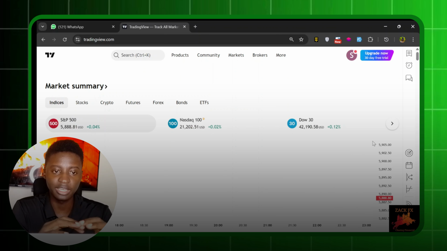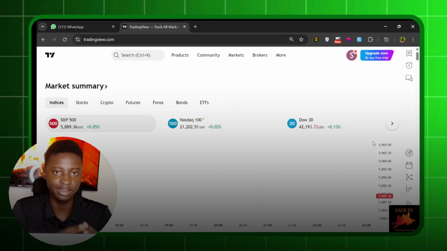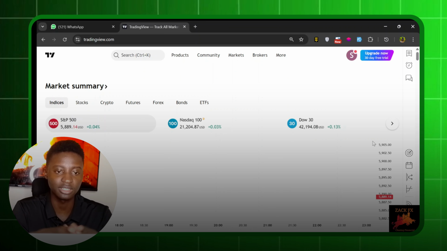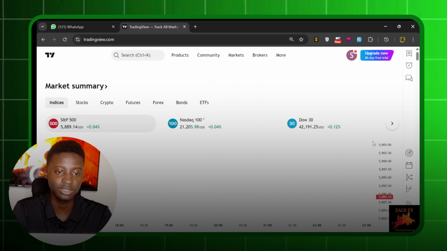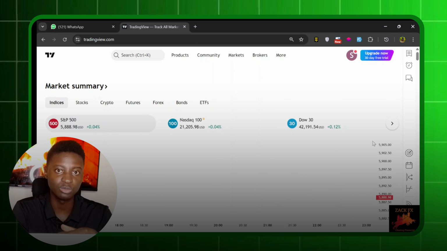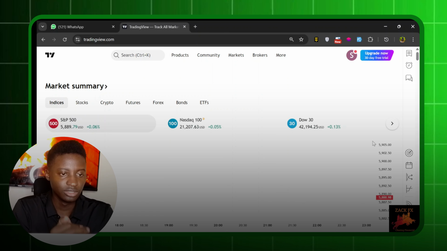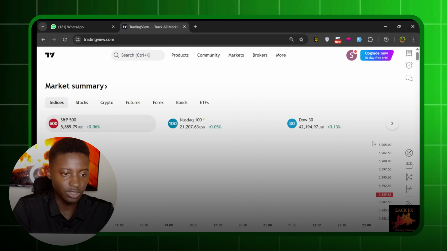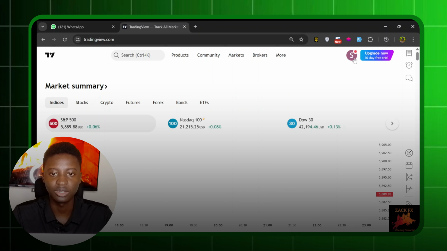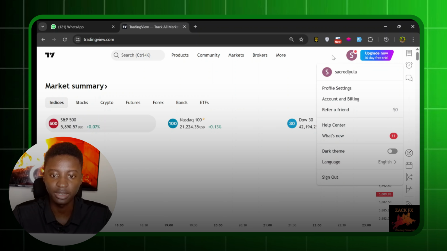So basically I'm using TradingView because I'm going to be giving you a trendline strategy that I use, and it's beginner friendly. Whether you're a beginner or an intermediate trader, it's going to help you analyze your markets without any issues and get clear entries for you to be able to buy or sell the market. So this is our TradingView. As you can see, I already have an account, but if you don't have an account, you can just go and sign up for one.